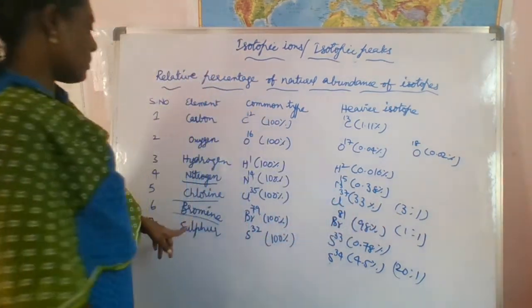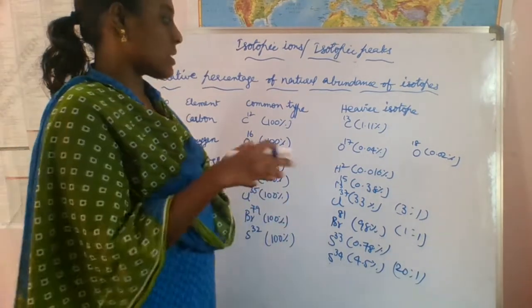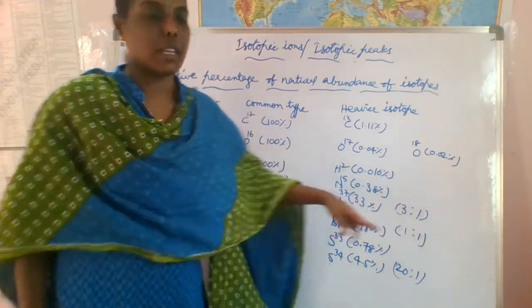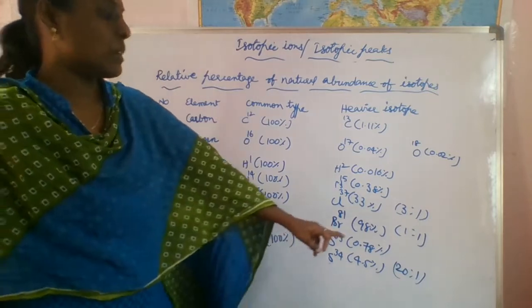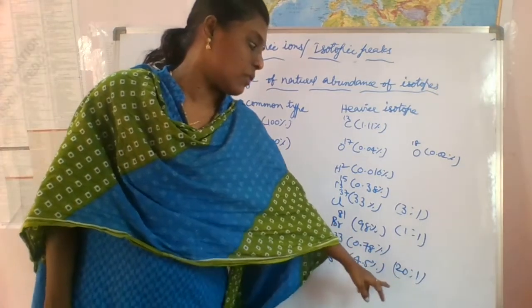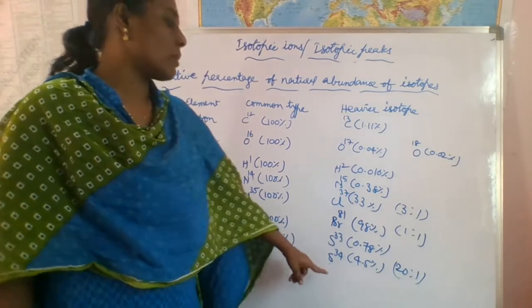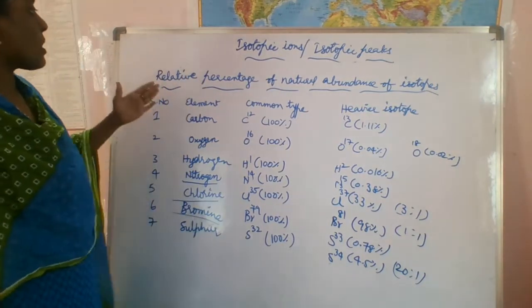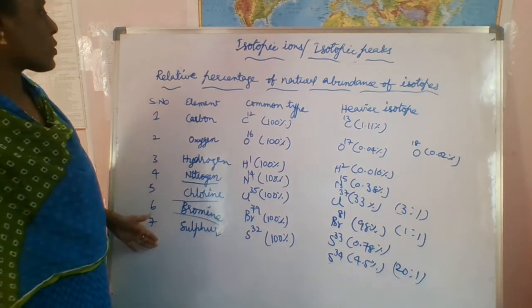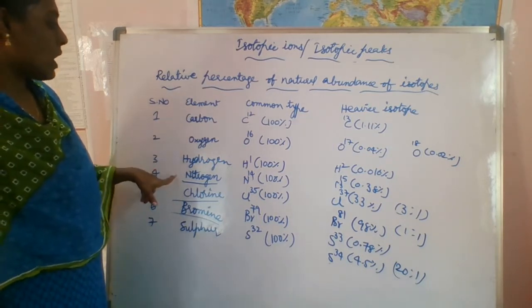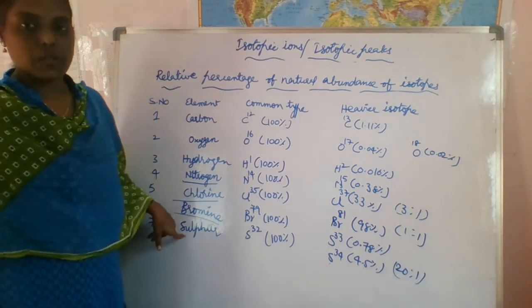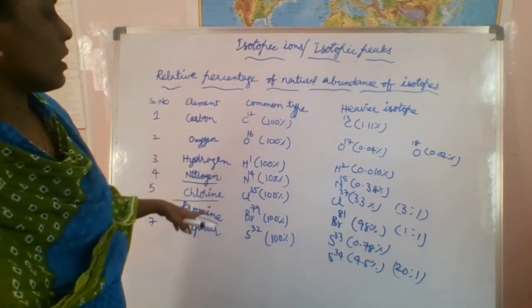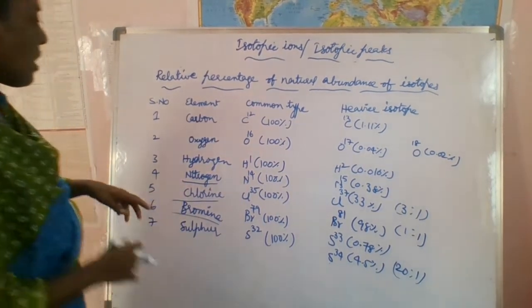Bromine is equal, meaning you will get about 1.1% intensity for the M plus 1 and M plus 2 peaks. What about sulfur? You will get 20%, meaning 1/20th of the intensity of the M plus 2 ion peak is present in the mass spectrum. So these are the percentages of natural abundance of isotopes: carbon, oxygen, hydrogen, nitrogen, chlorine, bromine, sulfur. You have to note this down. This is very important.